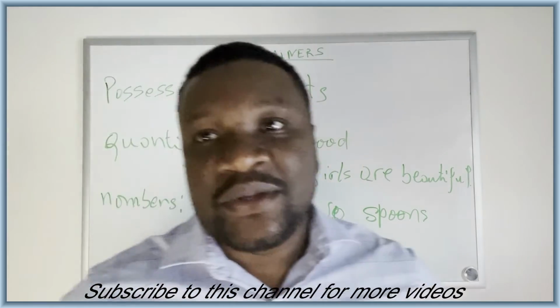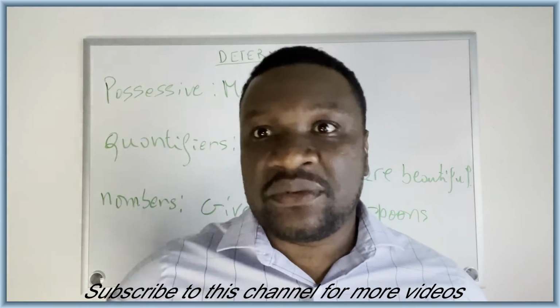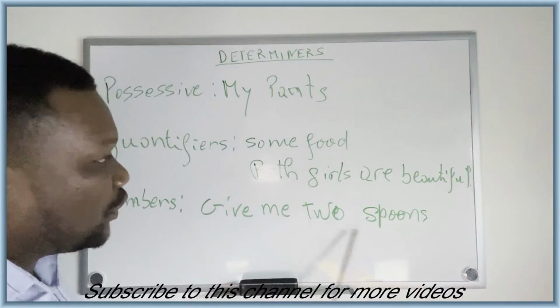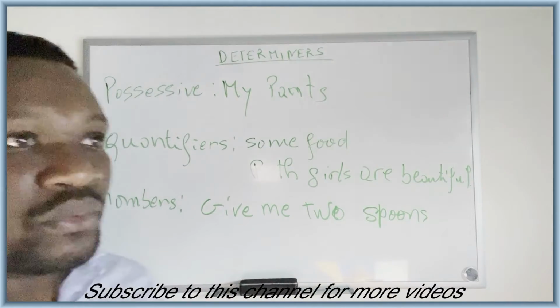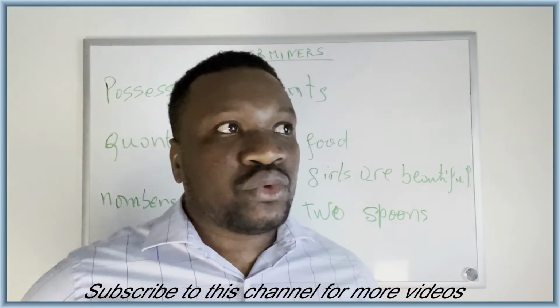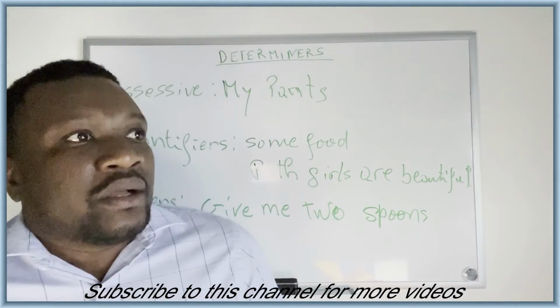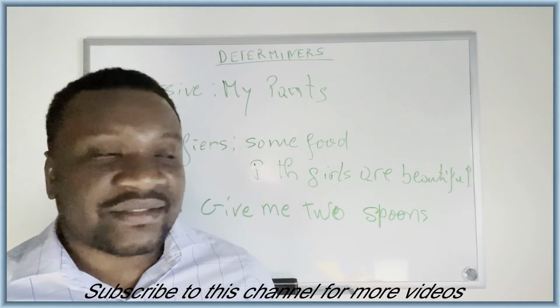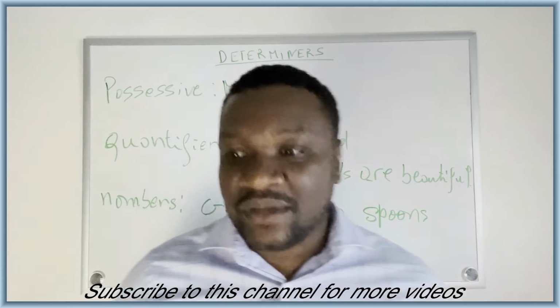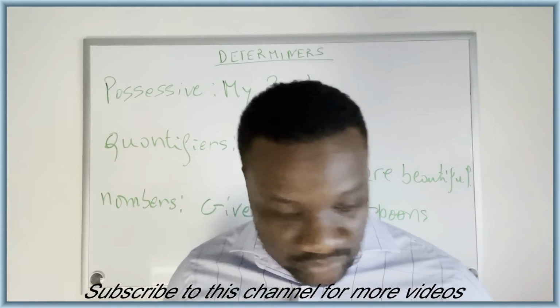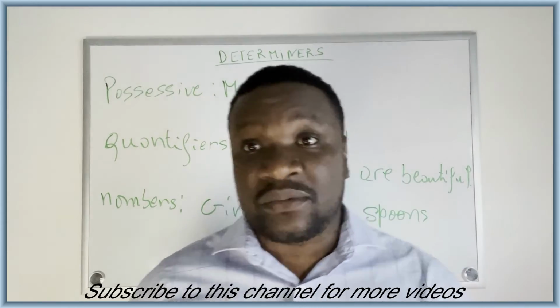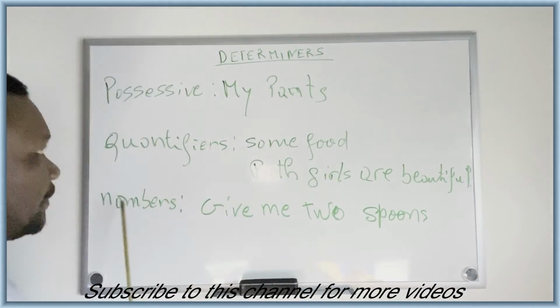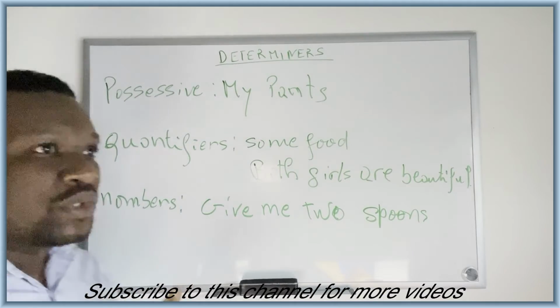And numbers. Numbers, you know what numbers are, okay? 1, 2, 3, 4, 5, okay? Give me 2 spoons. Give me 3 spoons. I give you 2 bikes, okay? Give me 2 or 3 gallons of water. 3 gallons of water, okay? The numbers. So you use them to, okay?